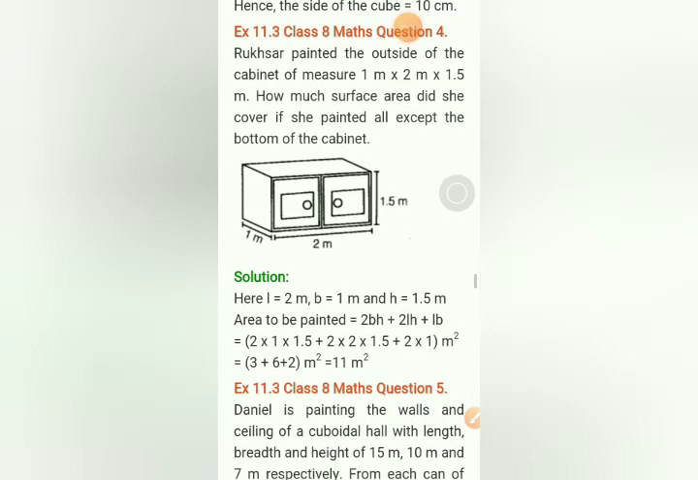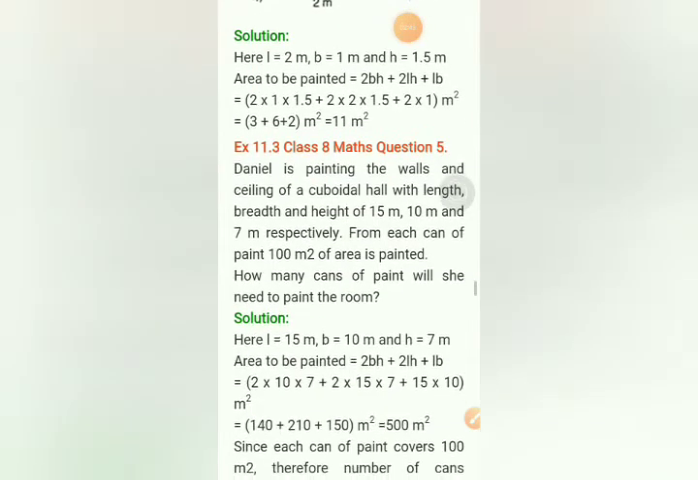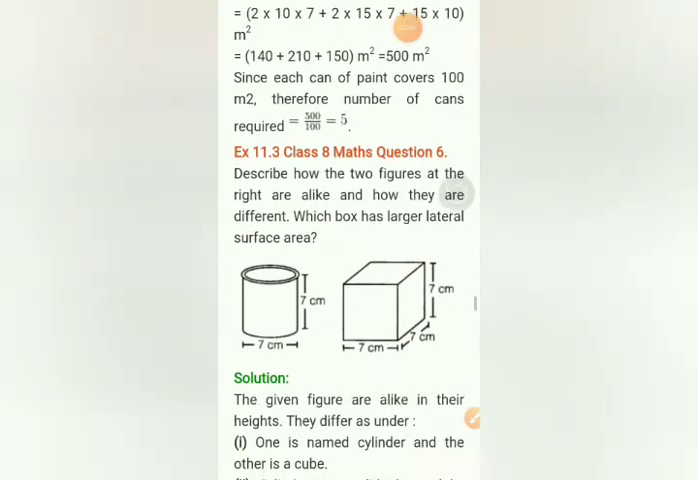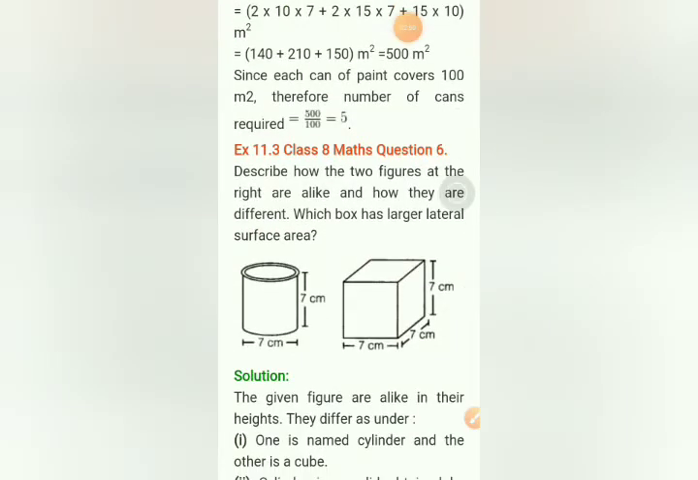Now let's see how to solve question number 4. This is a cabinet. Dimensions of the cabinet are given and we have to paint the outside of the cabinet. That means we have to find the total surface area. So using the formula, we will find the total surface area. And in a similar way you can solve all other problems.